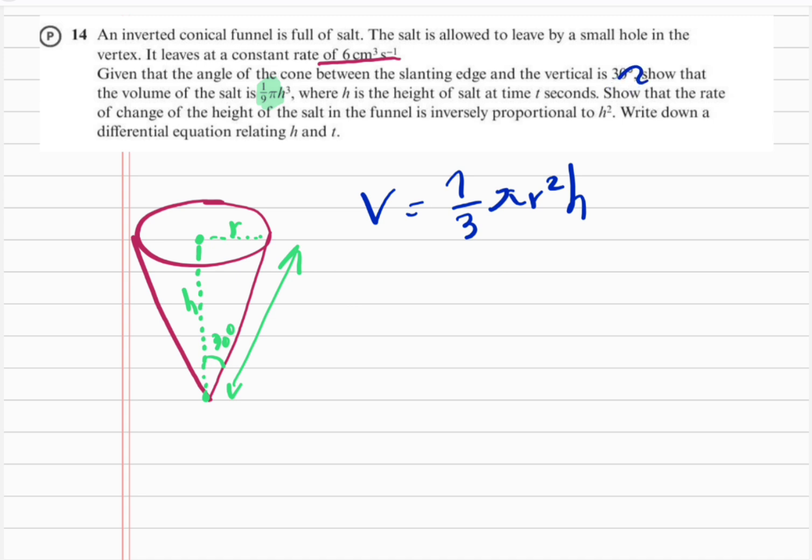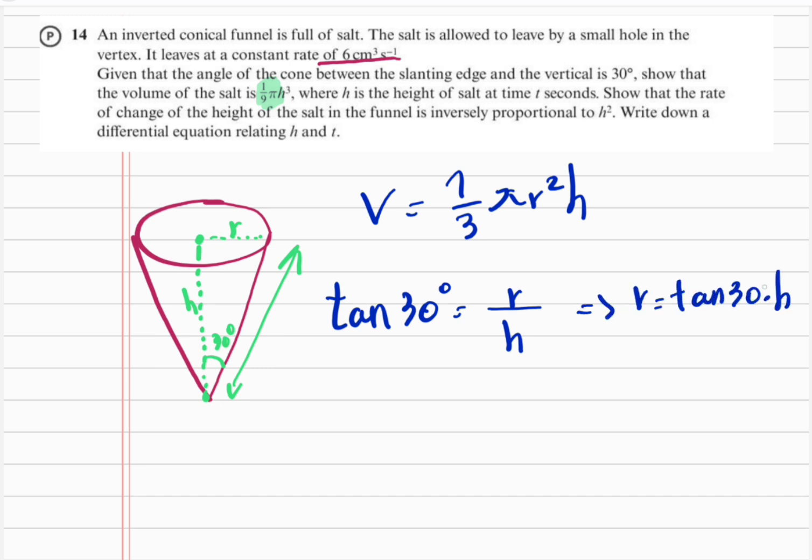Basically, the point of giving us the angle 30 is all about finding the value of r. Because we can just use simple trigonometry to find r. We can use tan 30, and that's equal to opposite divided by adjacent, which is r divided by h. And now we can rearrange this to have r is equal to tan 30 times h, and we know that tan 30 is equal to 1 over root 3. So we are going to have r is equal to h over root 3.